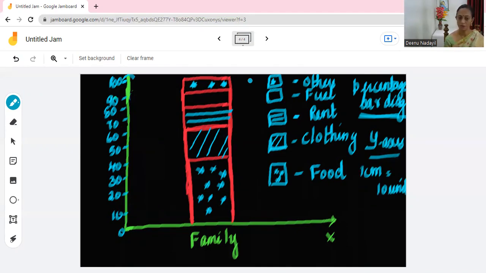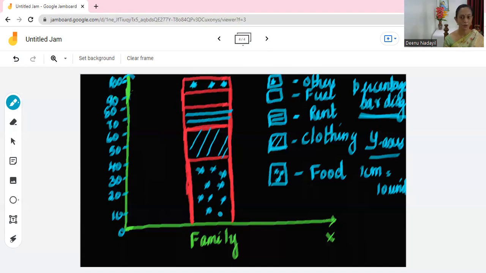So the title should be written. For the percentage bar diagram, you have to write a title on the top. Since I don't have space here, I have written here. You please write on the top: percentage bar diagram representing the expenditure of a family. And then you have to show the index, whatever shading or color you have given. And then the y-axis should be shown. All right, so this is your percentage bar diagram.